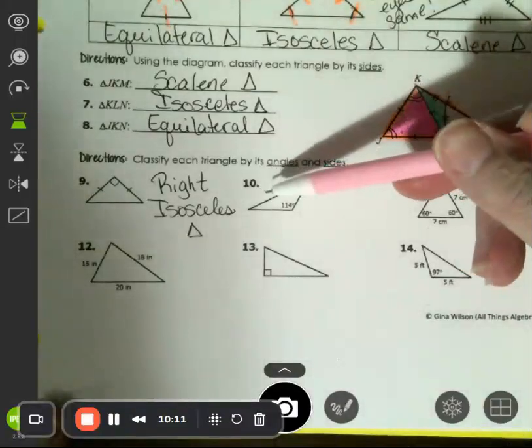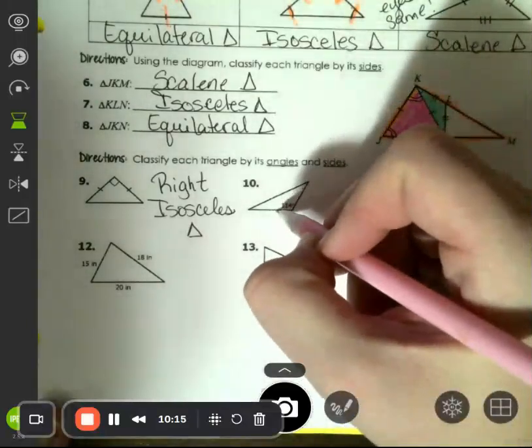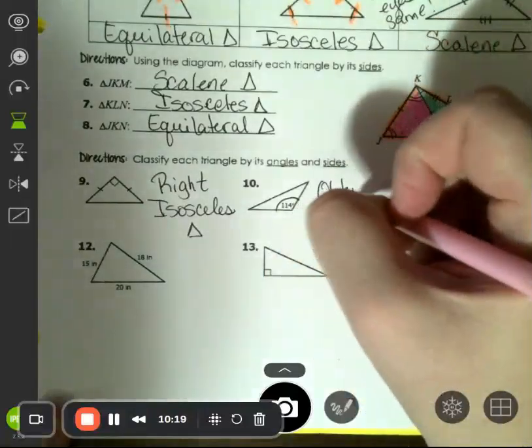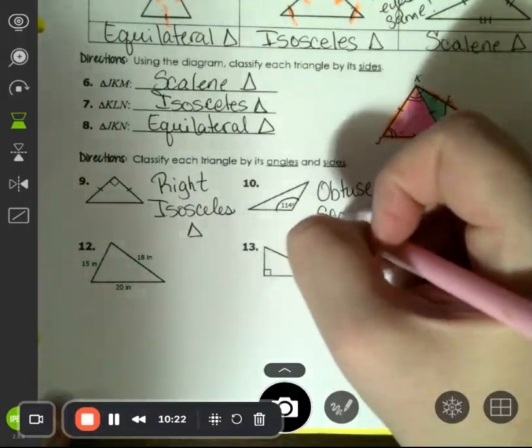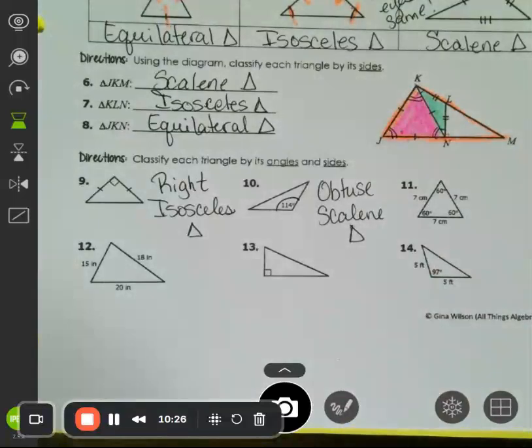Number 10, I have no legs marked congruent, and I have one obtuse angle, making this an obtuse scalene triangle. Don't forget to put checks if you got it right, and if you got it wrong, just fix it. It's just some practice here.